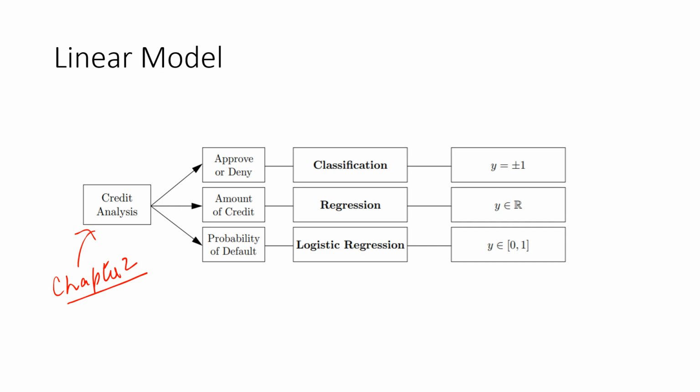Now, the very first type of problem could be that an application comes in, and I have some information about the applicant, and I want to either deny or approve their application. So there are just two outcomes here, and this is something that's known as a classification type problem.